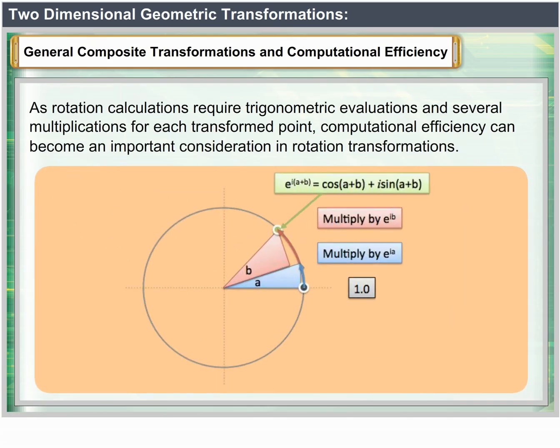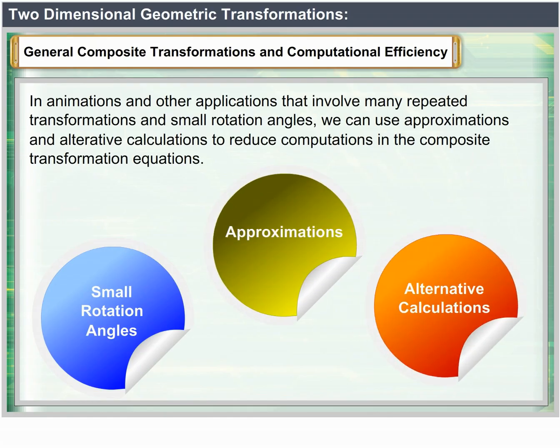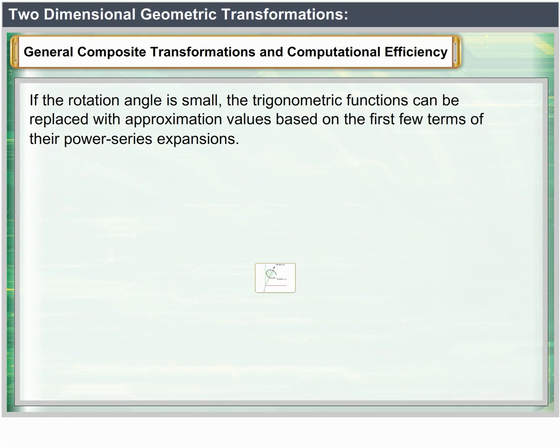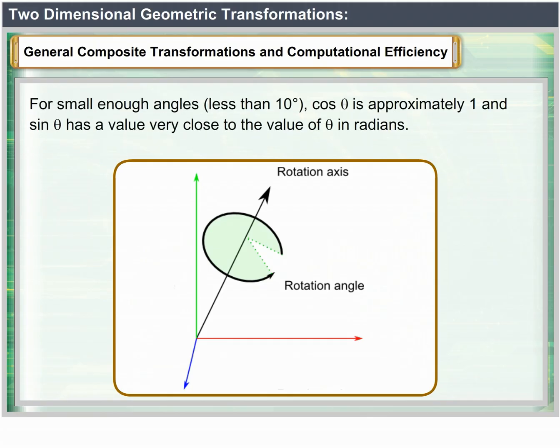Since rotation calculations require trigonometric evaluations and several multiplications for each transformed point, computational efficiency can become an important consideration in rotation transformations. In animations and other applications that involve many repeated transformations and small rotation angles, we can use approximations and iterative calculations to reduce computations in the composite transformation equations. When the rotation angle is small, the trigonometric functions can be replaced with approximation values based on the first few terms of their power series expansions. For small enough angles, less than 10 degrees, cos theta is approximately 1 and sin theta has a value very close to the value of theta in radians.